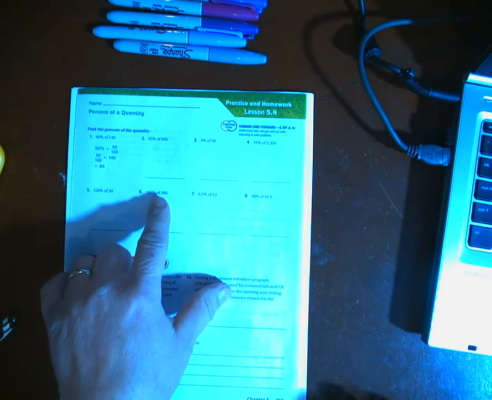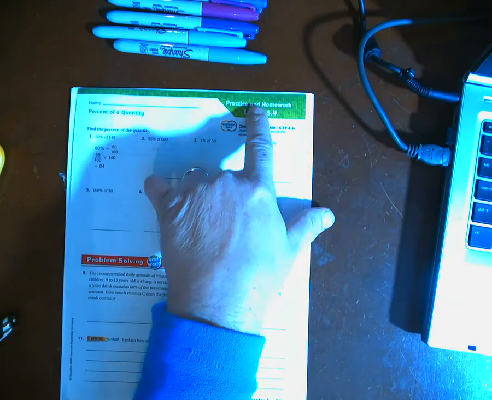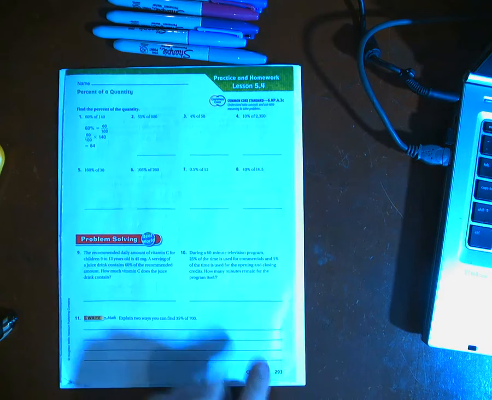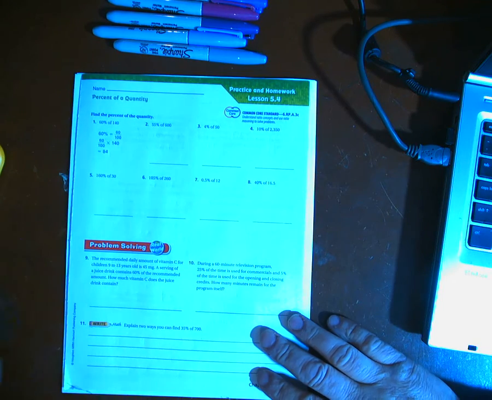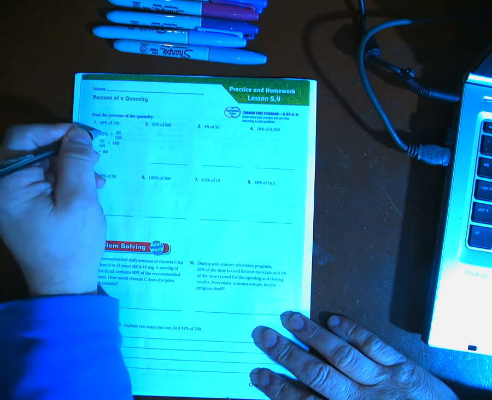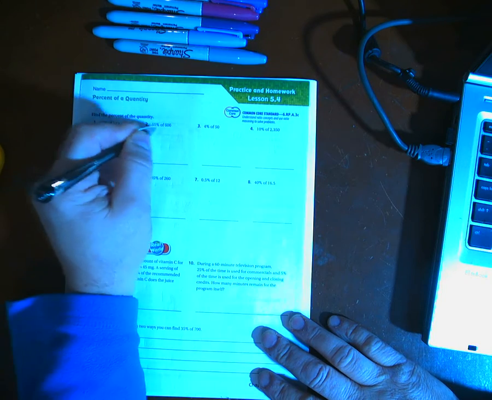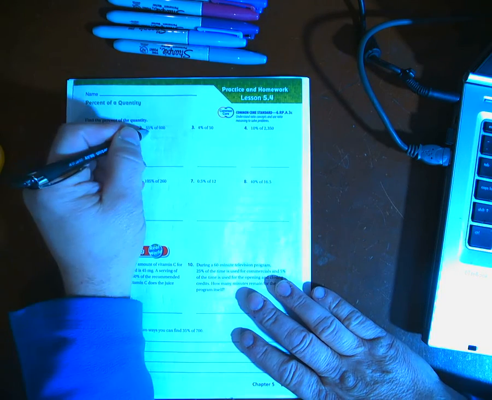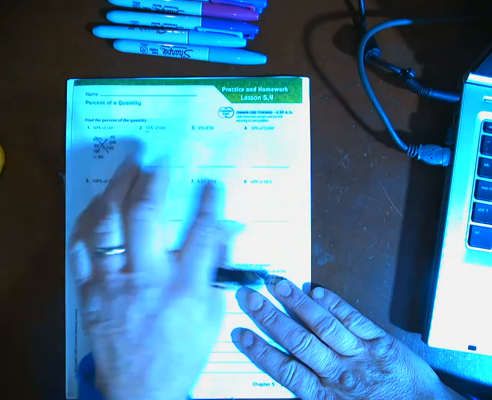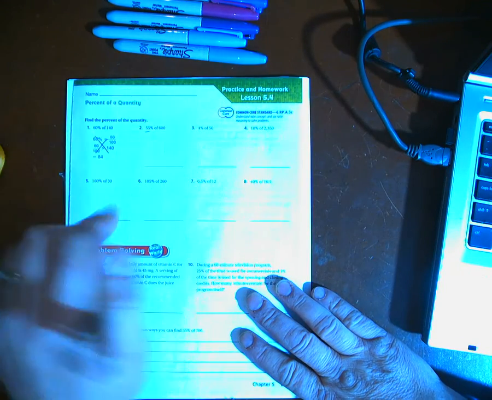Okay, this is lesson 5.4 homework, pages 293 to 294. We're not going to use this fraction method. We're going to use the converting to a decimal. You should know how to convert all of these to a decimal. So I'm going to say it the first time, and after that I won't.